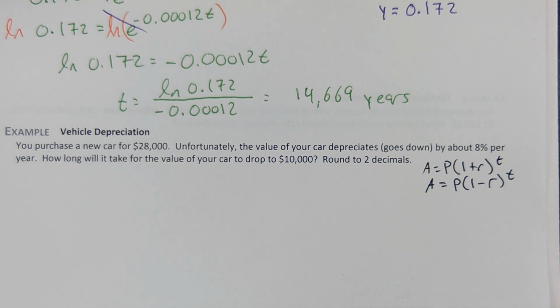You purchase a new car for $28,000. And we had a question just like this. I literally copied and pasted from the old notes, and I changed it from how much would it be worth to how long would it take until it was worth. That's all I did. So you purchase a new car for $28,000. Unfortunately, the value of your car depreciates, which means it goes down by about 8% per year. How long will it take for your car to drop down to $10,000? And we're going to round to 2 decimals.